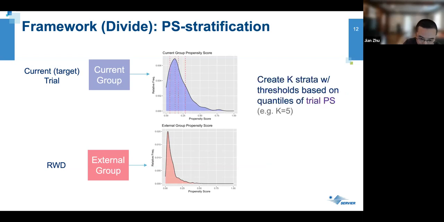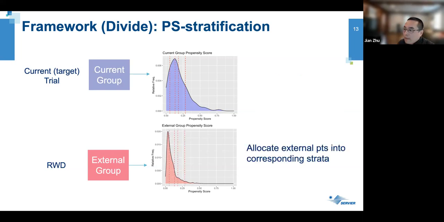Once you have the estimated propensity scores, the idea is that you can create multiple strata, with thresholds based on quantiles of the trial propensity scores. Here we follow what is commonly used in the literature, creating 5 strata based on the quantiles of the propensity scores in the trial arm. After we create these 5 strata, we can balance the covariates within each stratum better, compared to the non-stratified version. Then we allocate the external patients from the other data source into the corresponding strata, defined by a range of propensity scores.